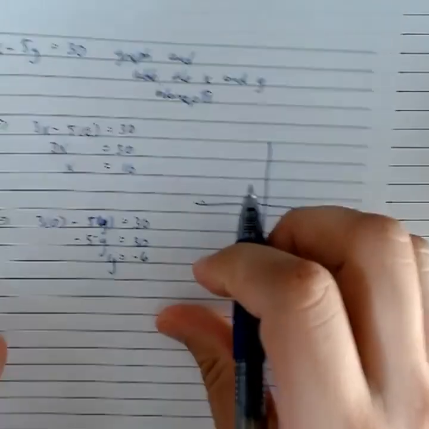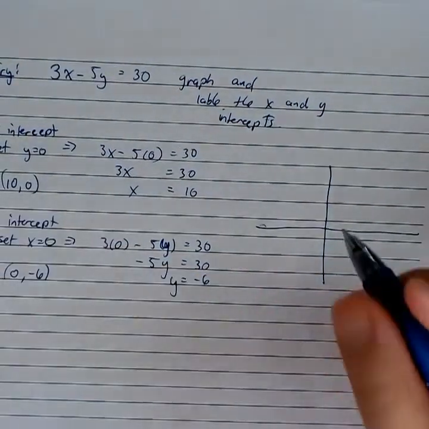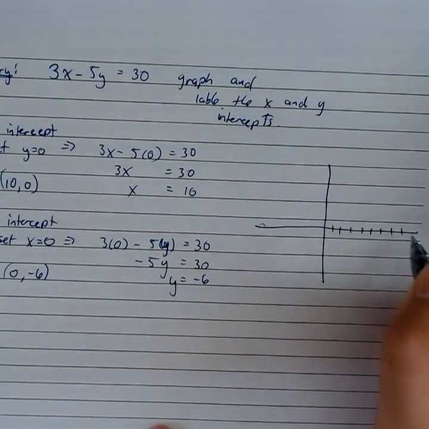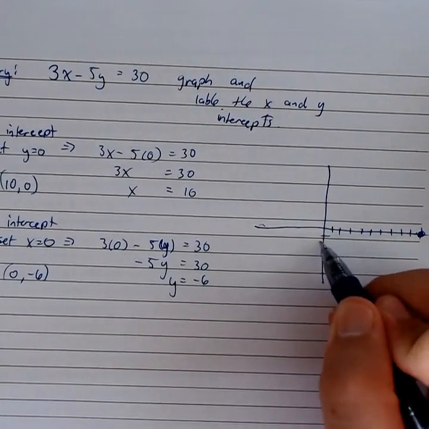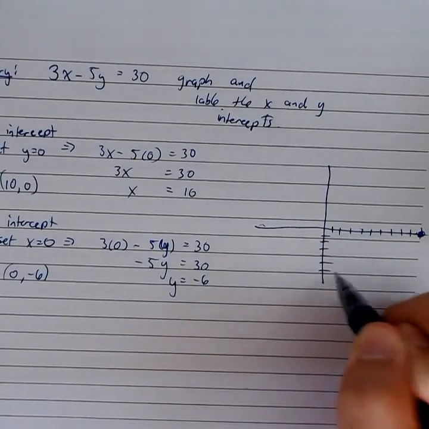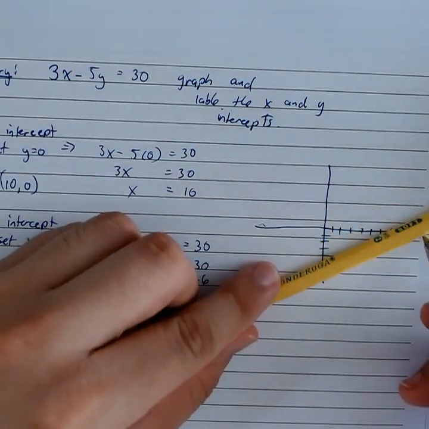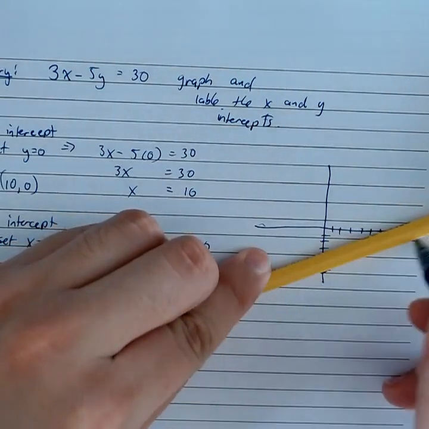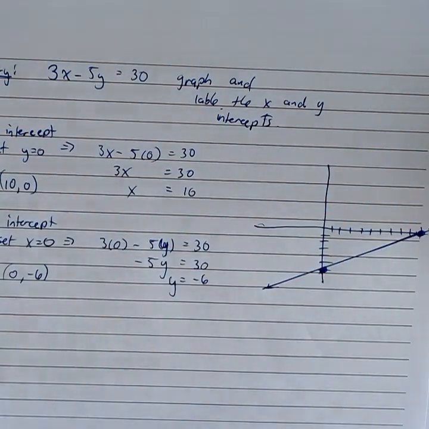All right, so we want (10, 0), which means 10 steps to the right, nothing up or down. So 1, 2, 3, 4, 5, 6, 7, 8, 9, 10. There we go. And we have (0, -6), which is going to be down 1, 2, 3, 4, 5, 6 steps. Right there. We have 2 points, and now we can connect those 2 points to form the graph of this linear equation. And we can label these.